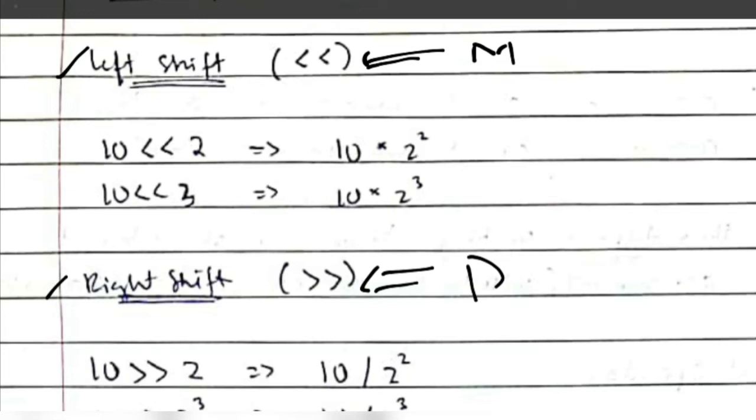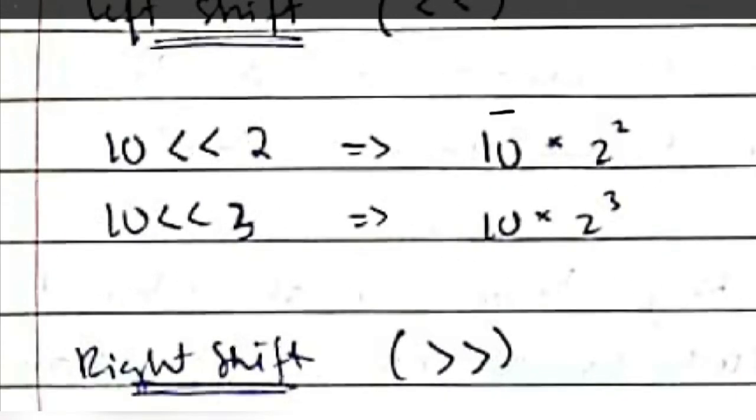Now see here, if I use this operator here, 10 << 2, at that time the answer I will get is 10 into 2 square. If I write 10 << 3, at that time I will get the answer 10 into 2 cube. So whatever number I mention here, that power of 2 will be multiplied with the number I give here.